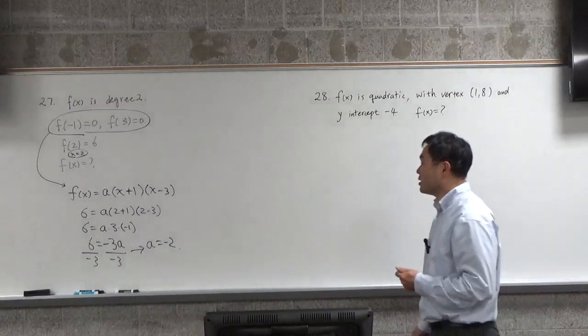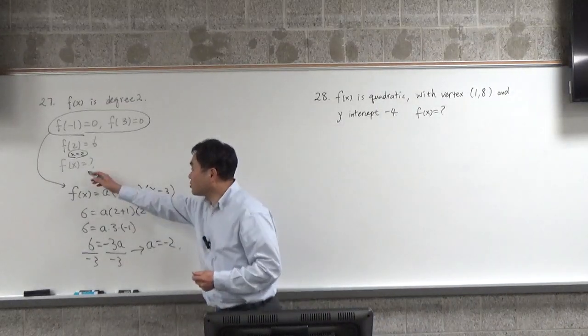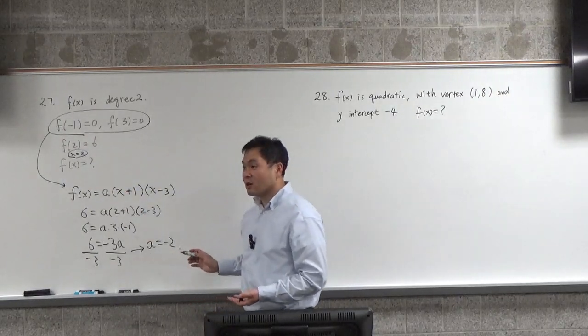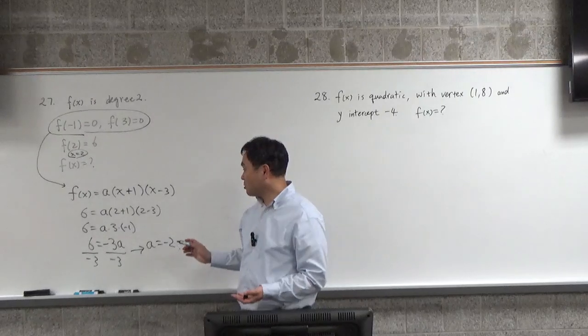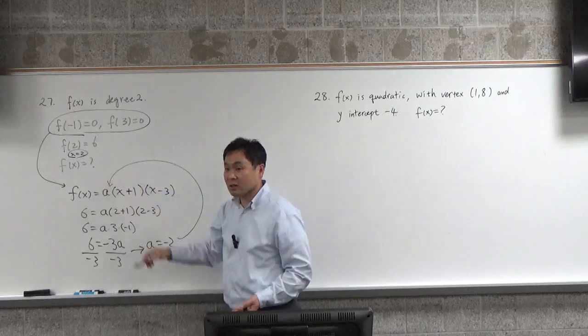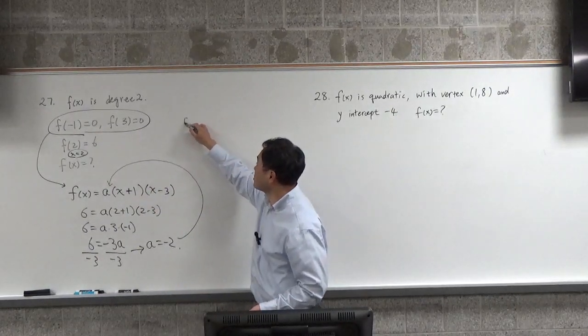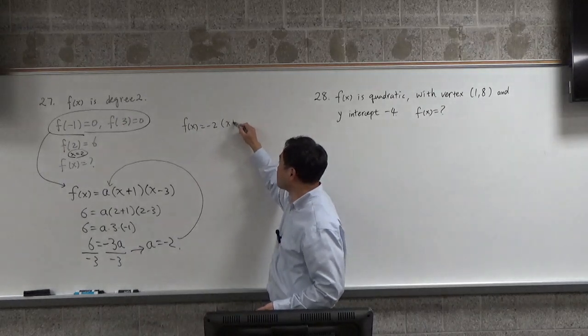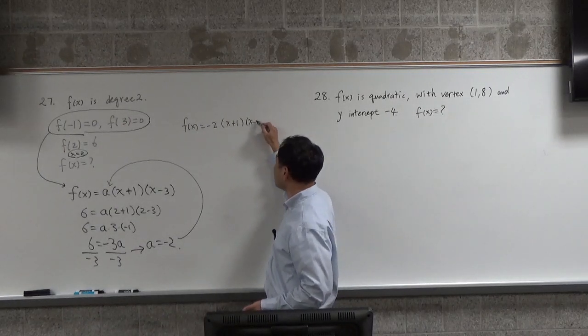No, it's not. Why? Because the original question is asking for the function. We didn't find the function yet. How do you end this? How do you get the answer? We plug it back into here, right? And that's your function. The function that we're looking for is negative 2 times x plus 1 times x minus 3.